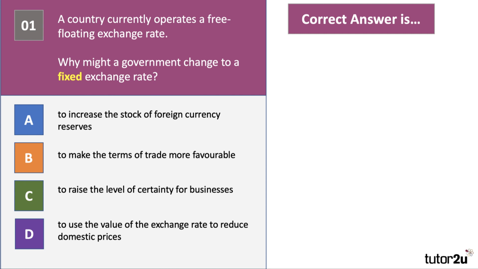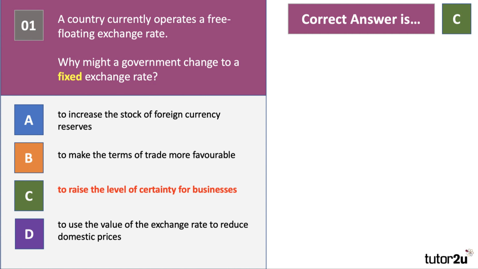Okay, the choice of exchange rate system is really key for governments as part of their macroeconomic policies. The question is saying, why might a government move from a free floating exchange rate, where the exchange rate is determined purely by the market, to a fixed exchange rate? And the correct answer is C, to raise the level of certainty for businesses. Actually, A is wrong, if you have a fixed exchange rate, you need foreign currency reserves to be able to control the exchange rate. C is the right answer.